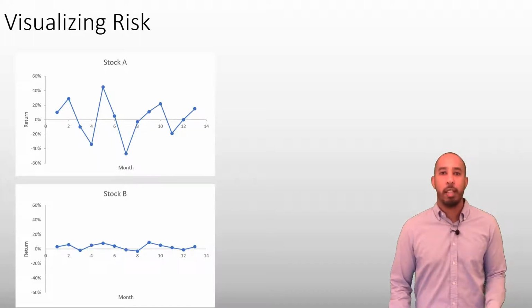Contrast with stock B at the bottom here. Its return is fairly stable. Yes, it fluctuates, but for the most part, the return stays in a pretty narrow range. So relative to stock A, stock B is less risky. If we had to forecast the return in month 14 for stock B, we'd probably have a better chance of being correct.